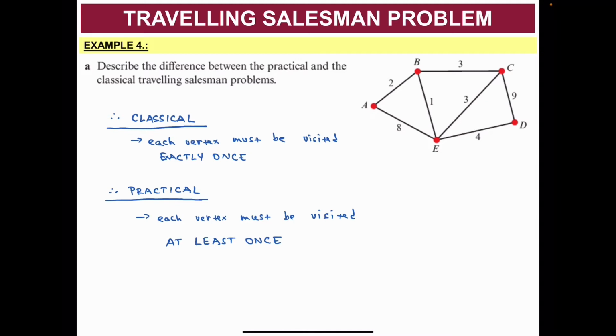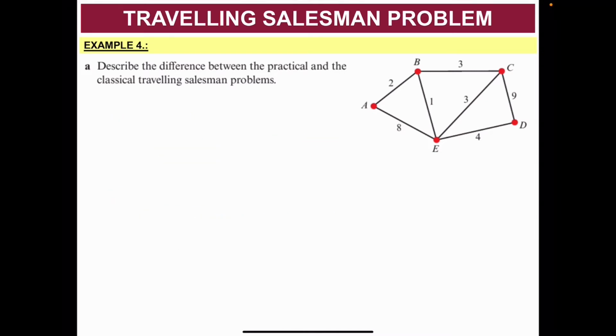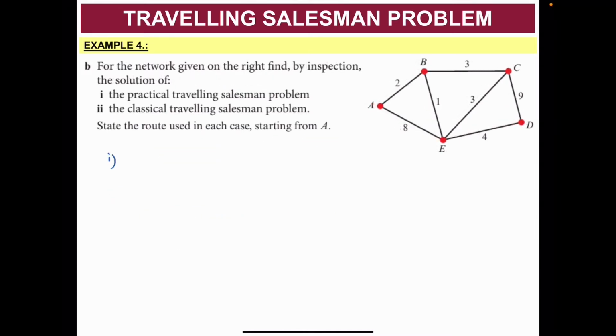Okay, so the A case would be fine, finished. In the B case of this problem, they ask us to find out by inspection the solution of the practical traveling salesman problem, and in the second case is the classical. So that's why you need to know the difference, because if you are not sure which one is which one, then you either mix them up or you will not answer correctly.